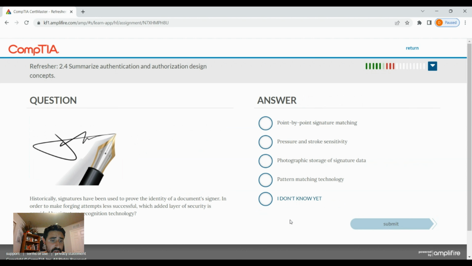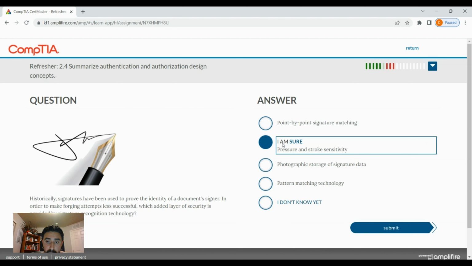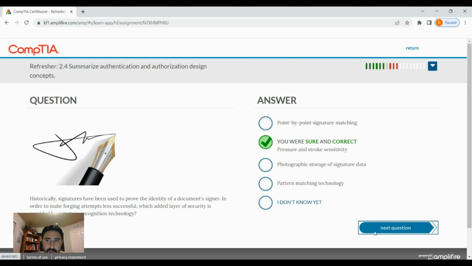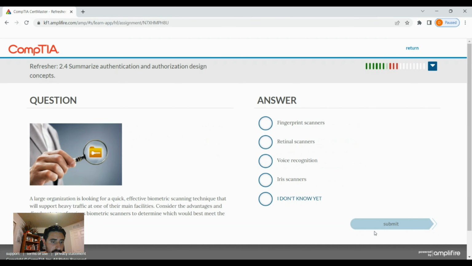Historically speaking, signatures have been used to prove the identity of document signers. In order to make forging attempts less successful, which added layer of security is provided by signature recognition technology? Point by point signature matching, pressure and stroke sensitivity, photographic storage of signature data, pattern matching technology. I'm gonna go with pressure and stroke sensitivity. Perfect.